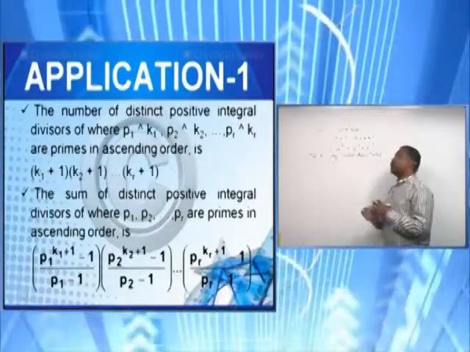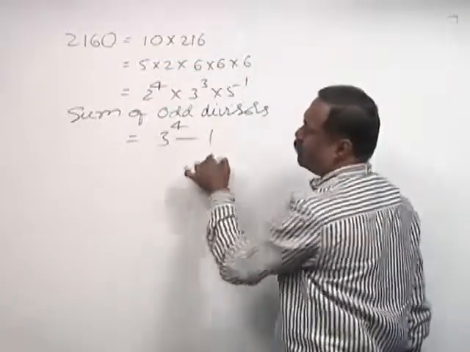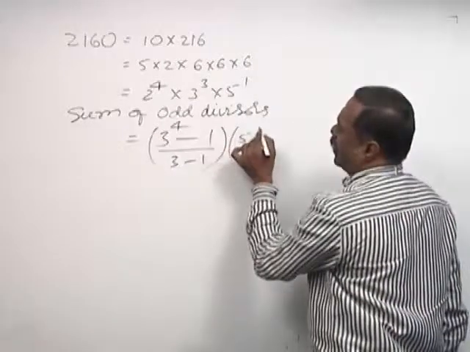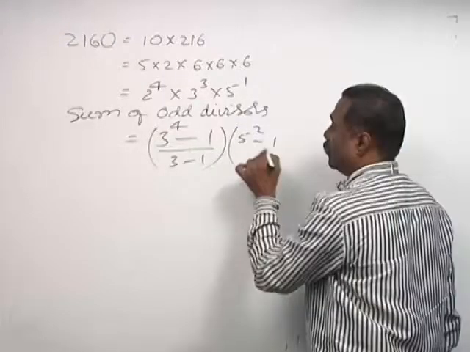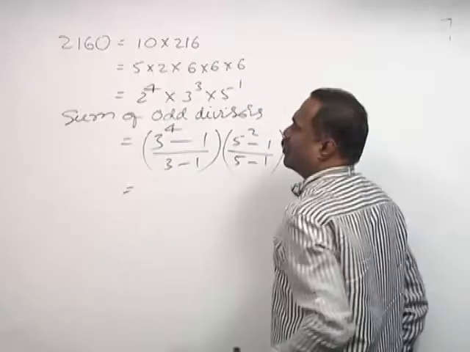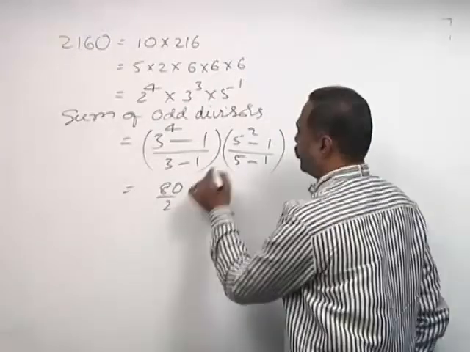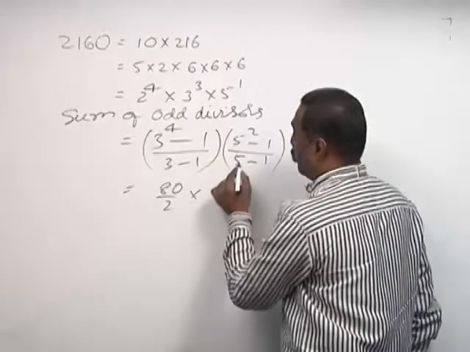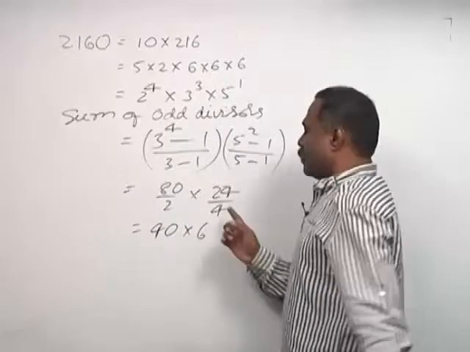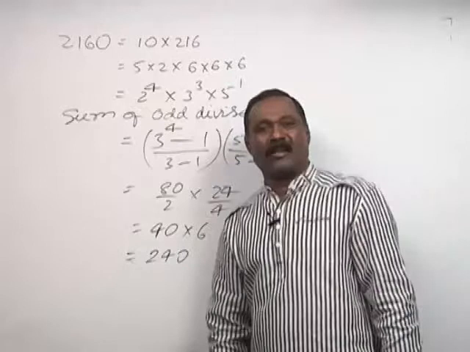But in this case we need odd divisors. Avoid this and apply the same formula. So it is 3 power 3 plus 1 minus 1 upon 3 minus 1, into 5 power 1 plus 1, 5 square minus 1 upon 5 minus 1. So this is 3 power 4, 81 minus 1, 80 upon 2, into 24 by 4, which is nothing but 40 into 6. 240 is the sum of all the odd divisors.